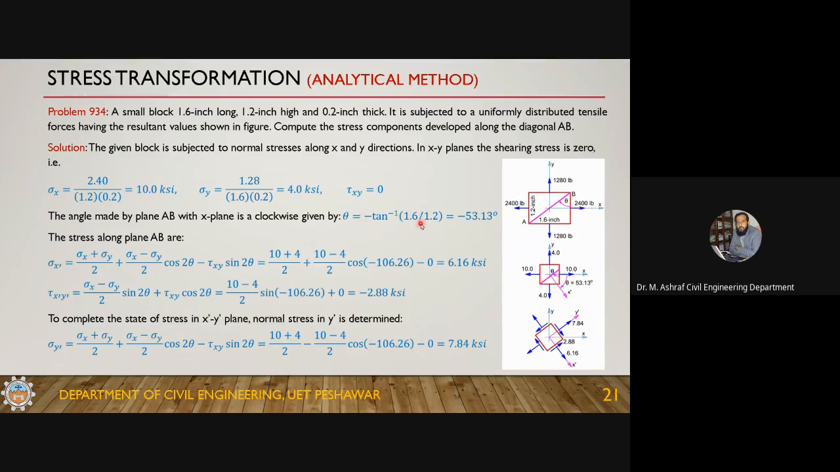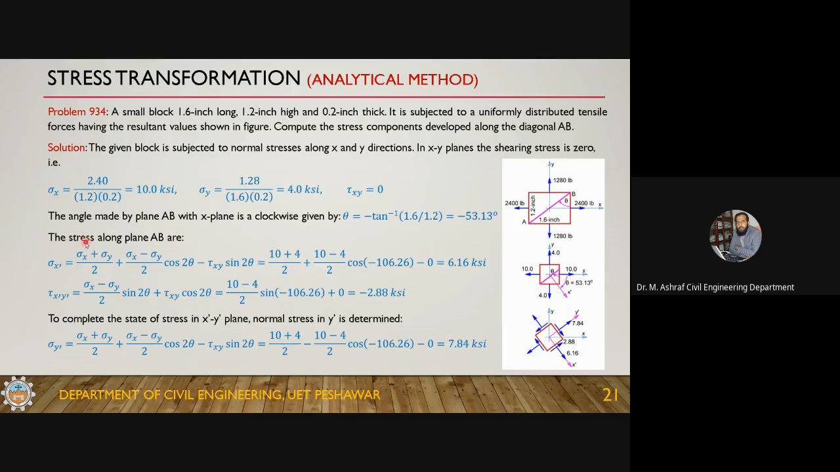So this is minus tangent inverse of 1.6 divided by 1.2, which results in minus 53.13 degrees. So this angle is how much? This angle is minus 53.13. So your theta is minus 53.13.